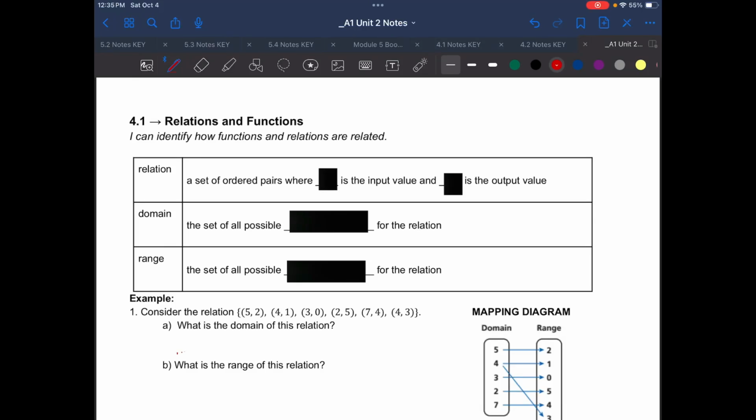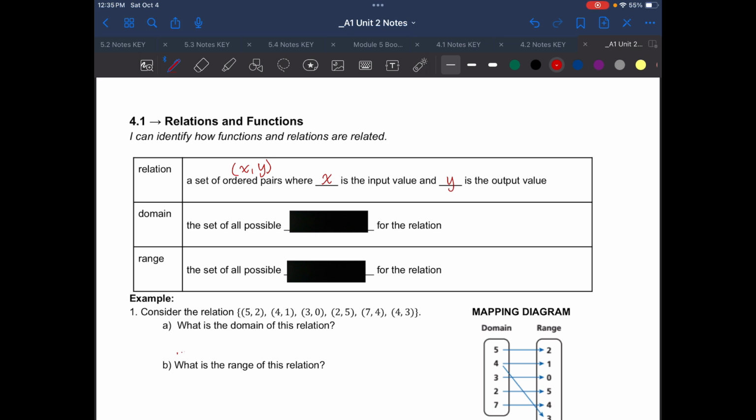All right, we are going to do 4.1, which is relations and functions. So what is a relation? A relation is a set of ordered pairs. Remember, your ordered pairs are x, y values. So it's a set of those values where x is the input value and y is the output value. There's just some relationship between x and y, where x is the input, y is the output.